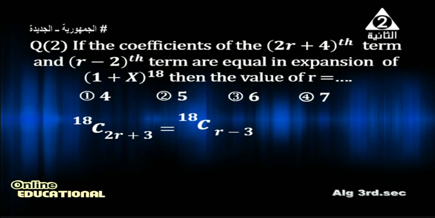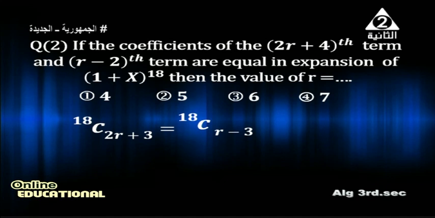In the combination rule, if 18C a equals 18C b, therefore we have to solve two equations: 2r plus 3 equals r minus 3, or the summation equals 18. Then someone says, by using trial or substitution, r may be equal to 4. Look, if r equals 4, 2r plus 3 is 11, and r minus 3 is 1, not equal.